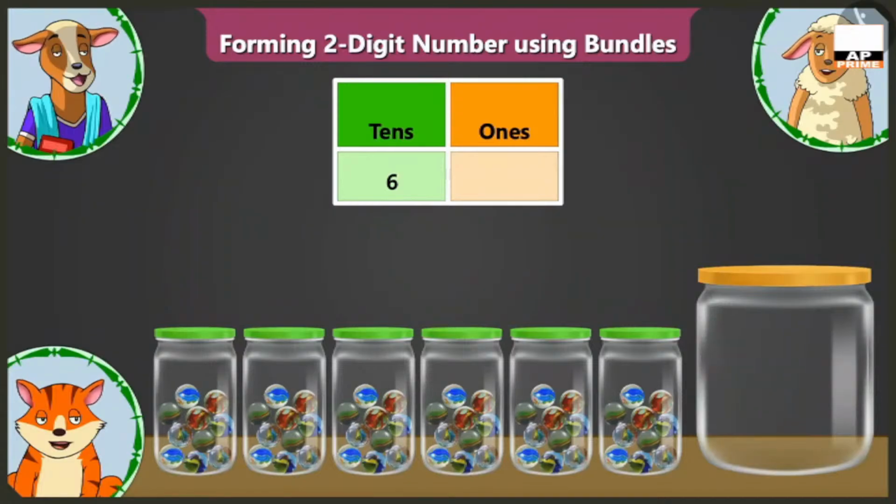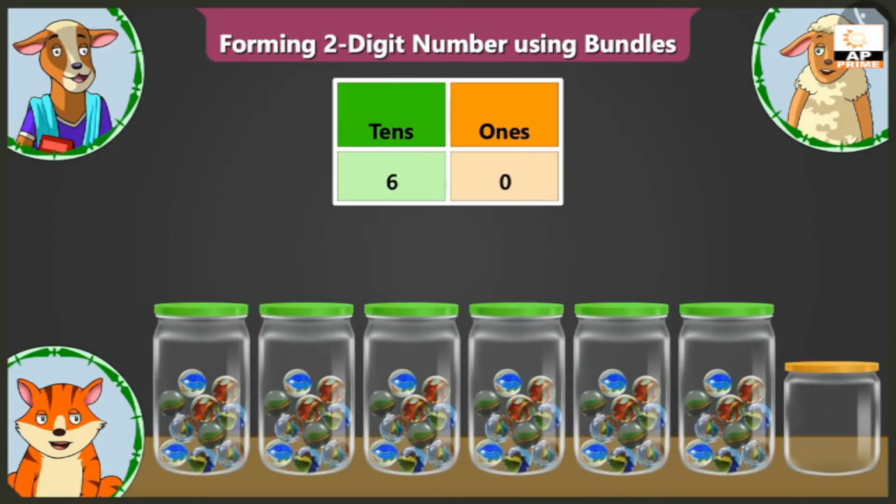There is not even one marble in the 7th jar. So we have to write 0 in the ones box. Now, we have 6 in the tens box, which means 60. And 0 in the ones box, which means there is not even one marble there. So there are 60 marbles in total.